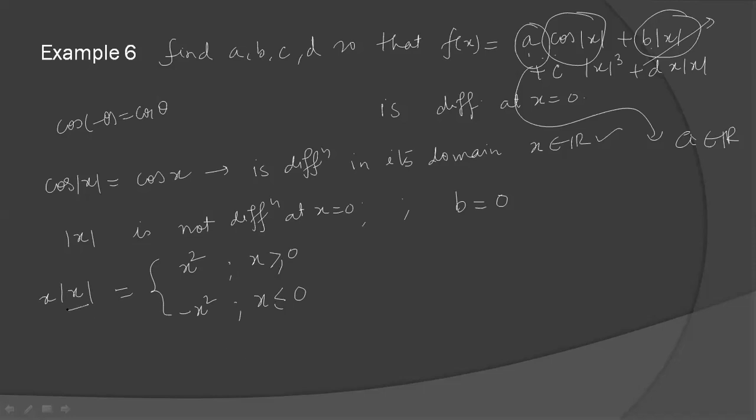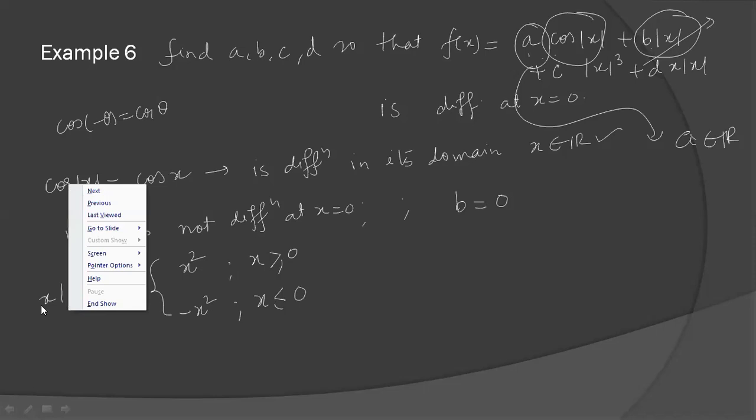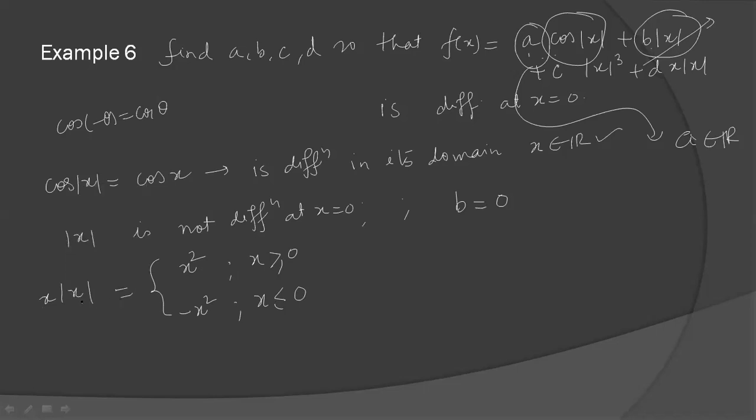Mod x is x when x is greater than 0. If you multiply, x into x will be x square, and when x is less than 0, mod x will be minus x, so the product will be minus x square. Is this function differentiable at x equal to 0? How can you verify?